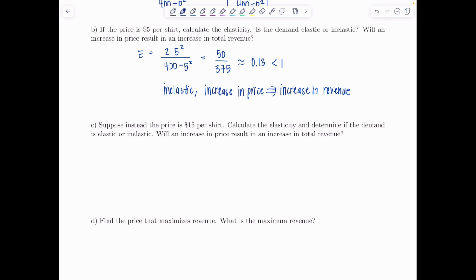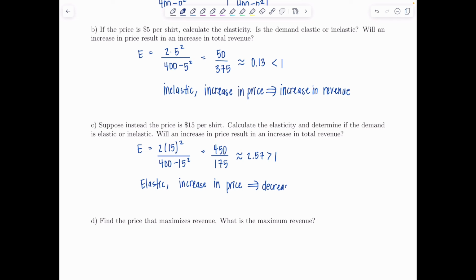So now the price is 15. Calculate the elasticity. So E is going to be 2 times 15 squared divided by 400 minus 15 squared. So that's 450 divided by 175, which is about 2.57. Ooh, that's greater than 1. So now demand is elastic, which means we went too far. So if we increase the price anymore, we're going to have a decrease in revenue. Oh no. That means we went too far.